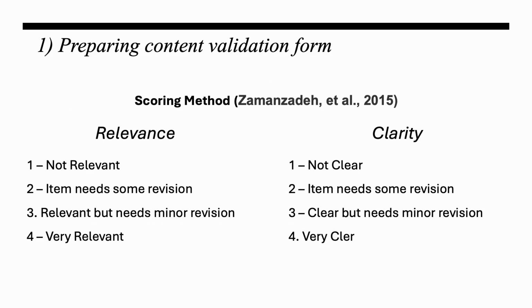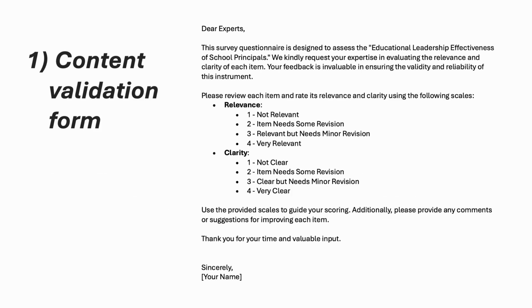Let's use this scoring method to guide the panel of experts. Scoring method, Zamanzadeh et al., 2015. Relevance. 1. Not relevant. 2. Item needs some revision. 3. Relevant but needs minor revision. 4. Very relevant. Clarity. 1. Not clear. 2. Item needs some revision. 3. Clear but needs minor revision. 4. Very clear. Here is a sample letter for the experts.